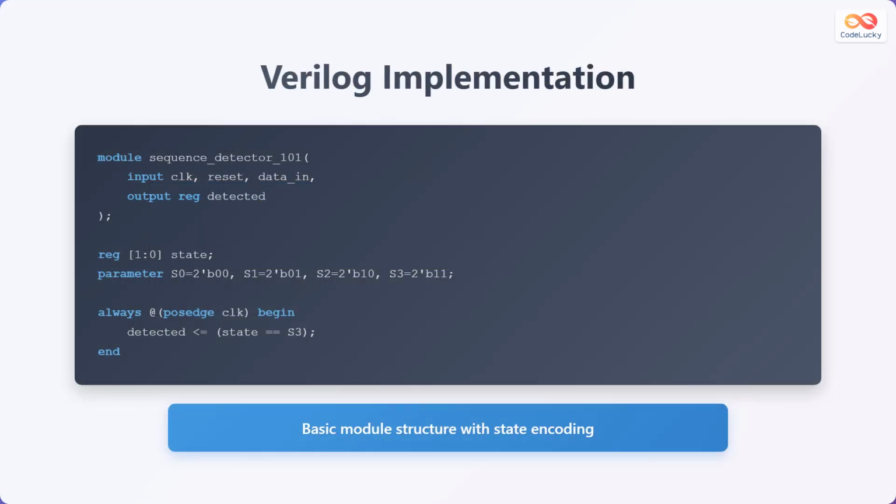Now let's see how we can express this in Verilog. Here is a snippet of the Verilog code for our sequence detector. We define a module named sequence_detector_101 with inputs for clock, reset, and data input, and an output named detected. We use a 2-bit register to represent the states and assign binary codes to each of the four states, S0, S1, S2, and S3. Inside the always block, which is triggered by the positive edge of the clock, we set the detected output to 1, only when the current state is S3, indicating that the sequence 101 has been detected.